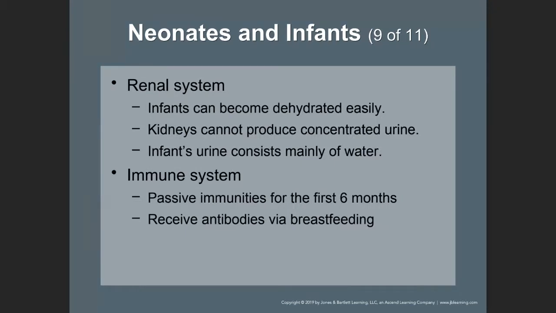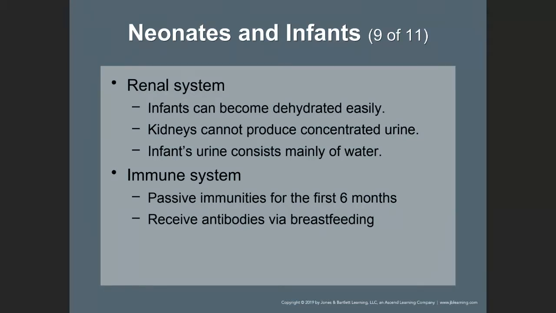For the renal system, infants can become dehydrated easily. The pediatric population can get dehydration very easily because they have a higher percentage of water in comparison to their body size, so they are prone to water regulation issues. Kidneys cannot produce concentrated urine. Infants' urine consists mainly of water.